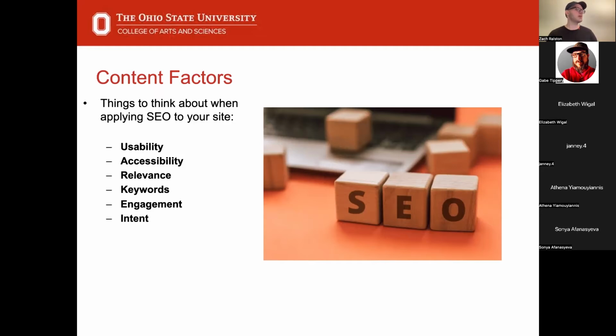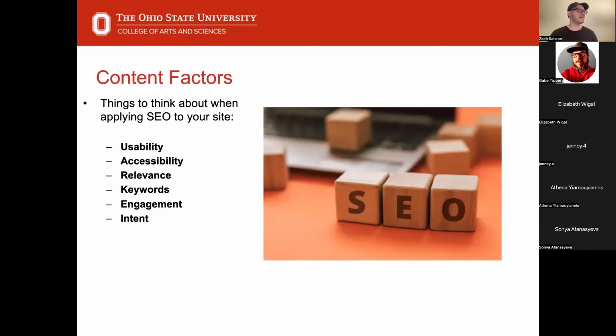Accessibility is another major one, and it goes hand in hand with usability. Relevance is probably going to be something that preoccupies you a lot, because that also ties into another one, keywords here. And lastly, there is engagement and intent. So basically, those cover how engaging your content is, how does your content encourage users to interact with your website, how long they interact with your website, and what parts they interact with your website.